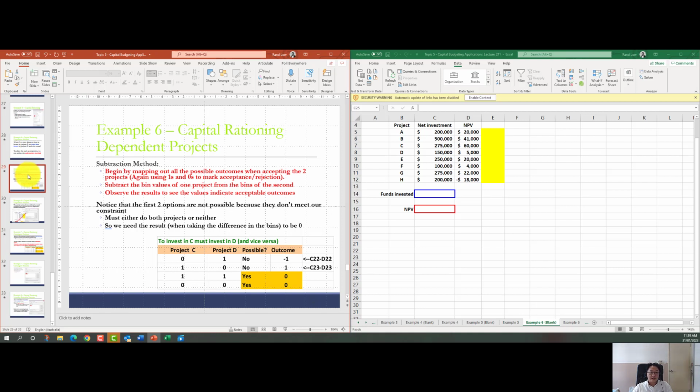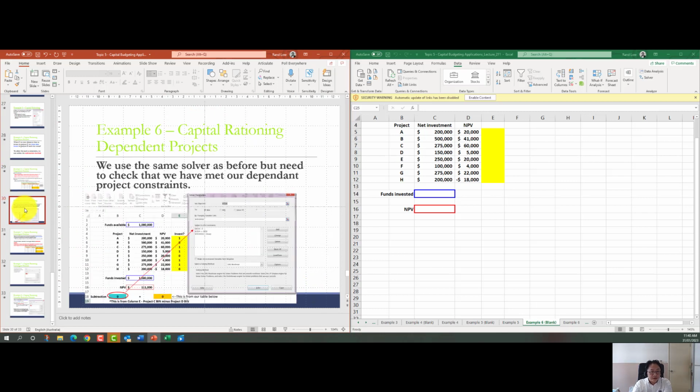If you look at the table below, the first two options are not possible because they don't meet our constraint where we have to invest in projects C and D. You must either do both projects or neither. So we need the result to be 0 when we take the difference in the bins: 0 minus 0 is 0, and 1 minus 1 is 0. That's how we use the subtraction method. Let's take a look.